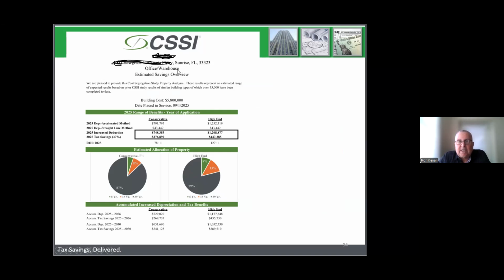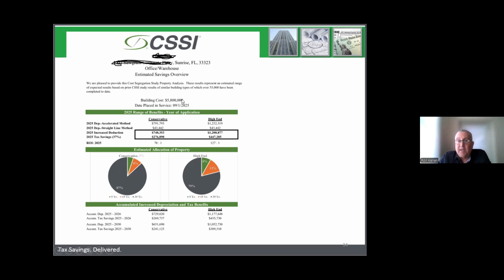I don't want to show everything, but just want to mention to you, this is an office warehouse. Basically, it's a warehouse building with some offices, okay? Now, this is a high value item, so it's $5,800,000. It means, and that's the case here, that the property actually costs $7,200,000, but we have to deduct the land. Now, let me tell you something.